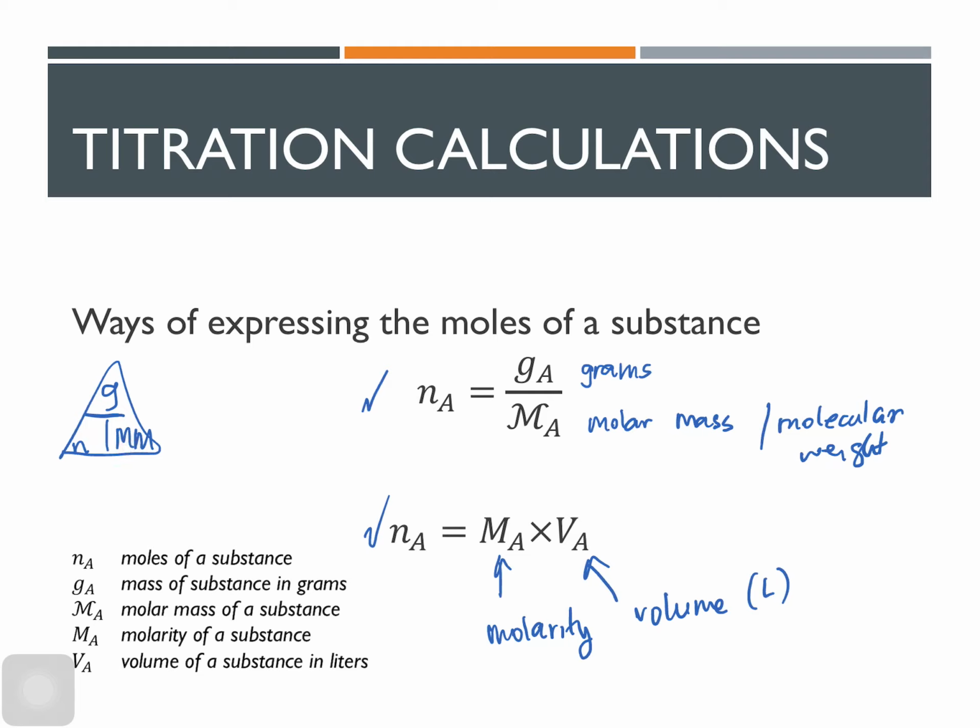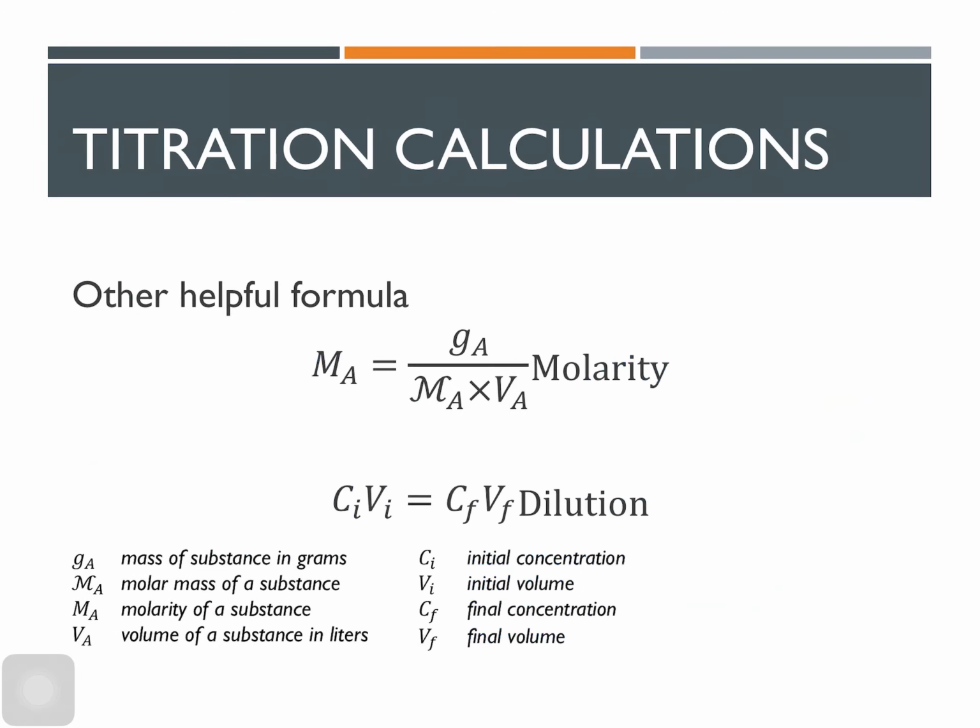Another triangle we can use is in terms of volume. This is moles, molarity, and volume. If you're looking for the molarity of a substance, you have to divide moles by volume. If you are looking for moles of substance, you have to multiply molarity and volume. And if you are looking for volume, you have to divide moles by the molarity. Those are some of the basic equations, and the rest is just stoichiometry anyway. Other helpful formulas.